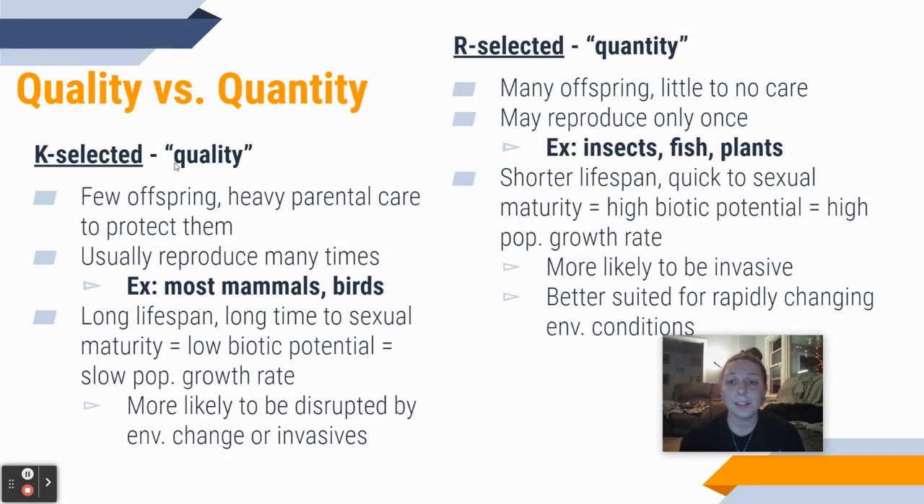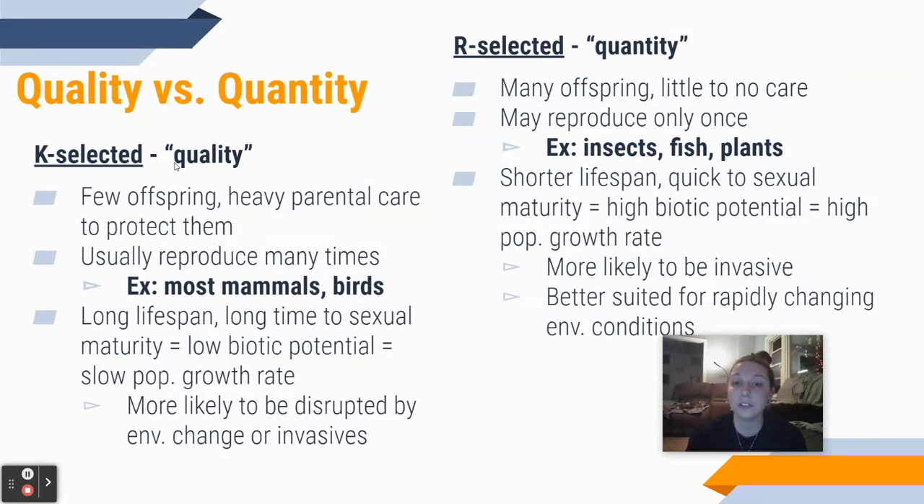So when we look at our R selected, they take that quantity approach. So they have a lot of offspring, they have little to no care of their offspring, they may reproduce only once, so things like insects, fish, plants. Now, they tend to have, on average, a shorter lifespan. And so you can kind of see why I said this is a spectrum, because some of our plants, like our oak trees, our maple trees, can live an incredibly long time, hundreds of years. So they would fall somewhere on the spectrum between R and K. But most things are going to have a shorter lifespan.